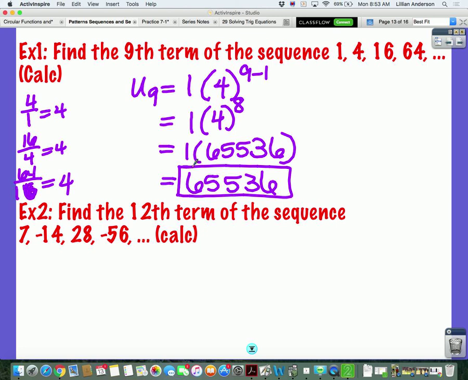That's why I said you definitely want to use a calculator. Now with 4, you should at least know your powers of 4 up to 5 or 6. Those can be very handy in the non-calculator section. Okay? Now I want you guys to find the 12th term of the following sequence. Alright, so hopefully you set it up. You plugged in 12 for n, 7 for your first term, and what was your common ratio?